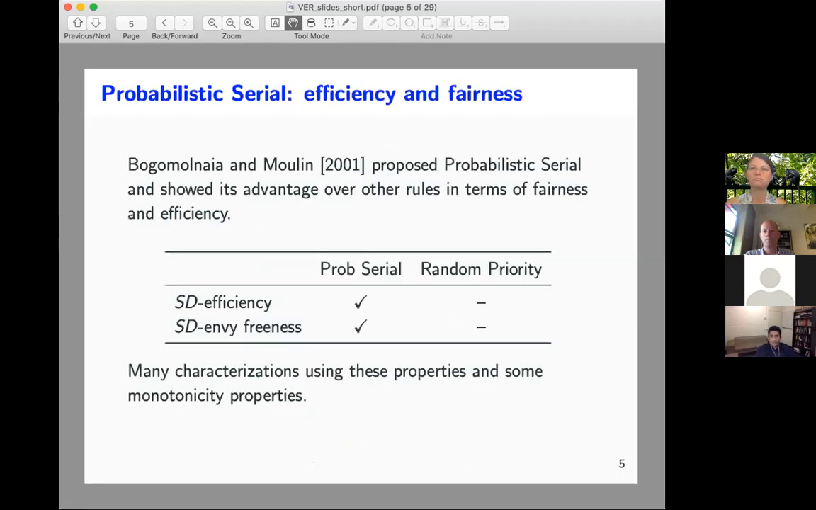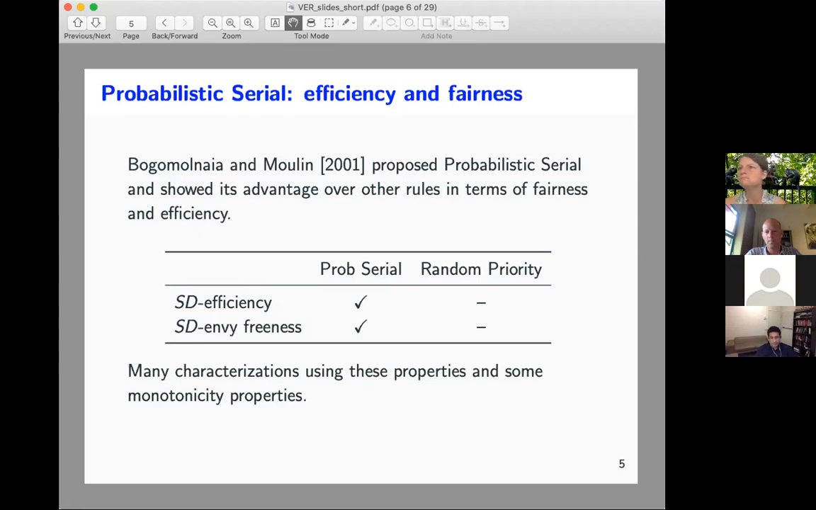When Bogomolnaia and Moulin presented their rule, they showed that it has some distinct advantages over standard rules, especially in terms of fairness as well as efficiency. One nice contrast they had was that the probabilistic serial rule satisfies Pareto optimality with respect to first order stochastic dominance, which I summarize as SD. It also satisfies SD envy-freeness. On the other hand, random priority or random serial dictatorship violates both of these nice properties.